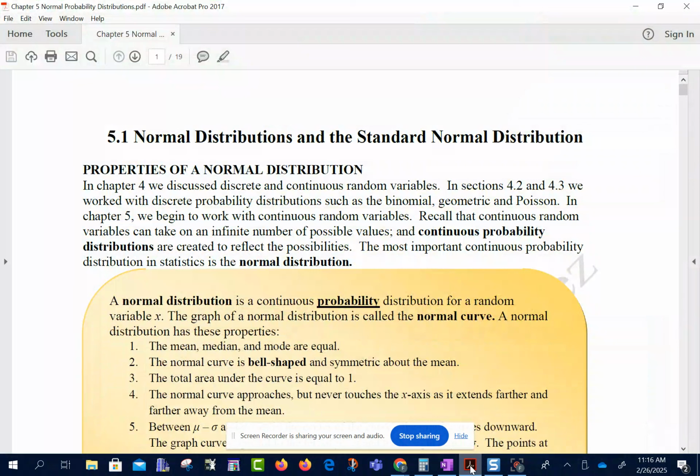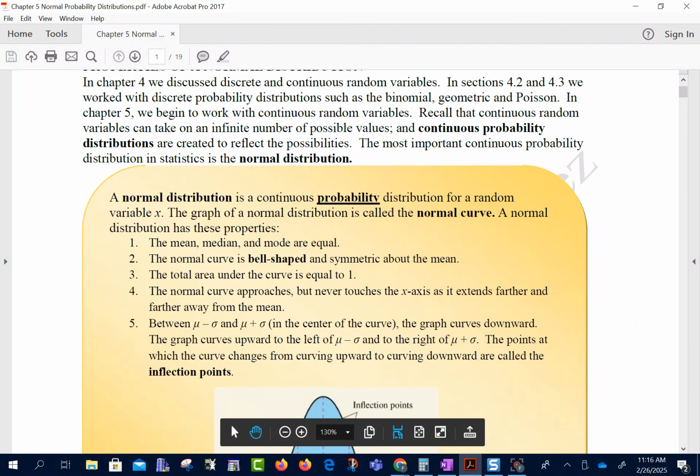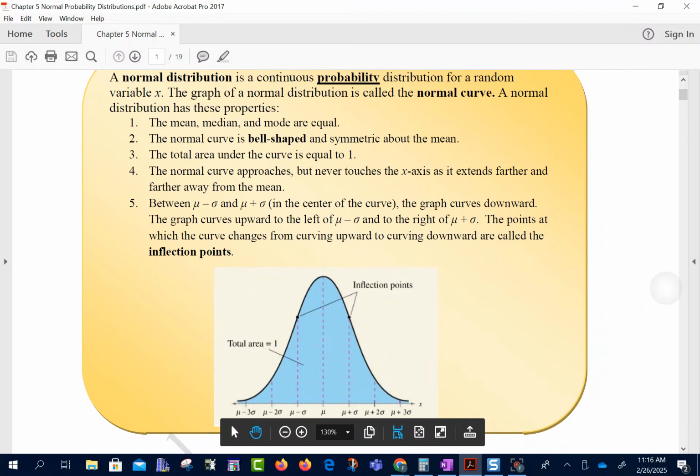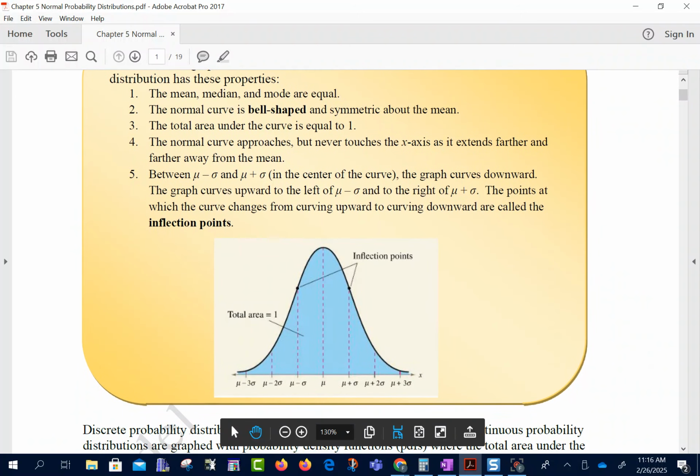All right, so y'all, 5.1 talks about normal distributions and something called the standard normal distribution here. So, properties of a normal distribution. I'm going to scroll down here, y'all. In a normal distribution, we're going to have this bell shaped curve where the mean, median, and mode are all going to be the same. The normal bell shaped curve is symmetric about the mean.